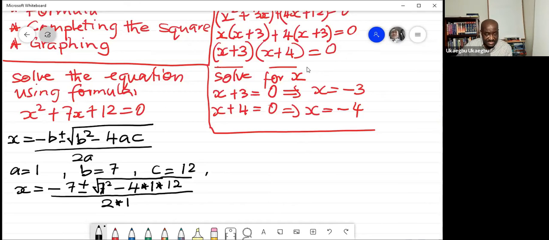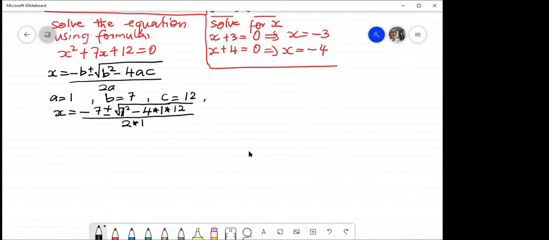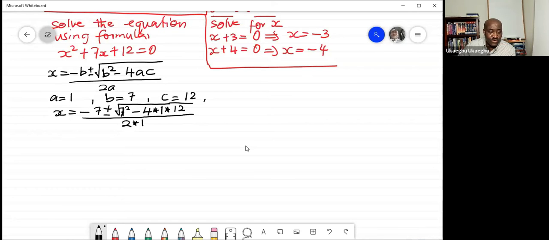So what did you get as your solution? I'm going to be calling names randomly now. Nala, what did you get as your solution? I got a little bit confused when it comes to getting rid of the square root, so I didn't finish my solution yet. Okay, so where are you? What did you write inside that square root sign?